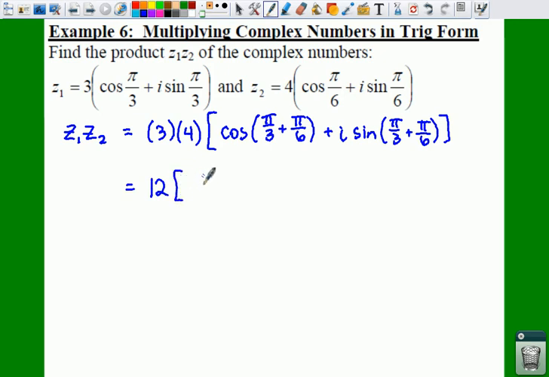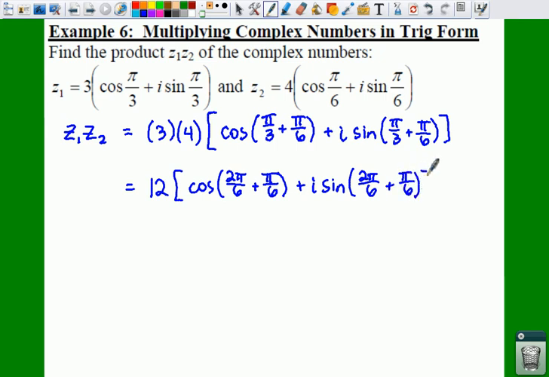And on the inside, cosine of pi over 3 plus pi over 6. Pi over 3 becomes 2 pi over 6 since we have to add these together, plus 1 pi over 6. Then we have the same thing over here with our sines: 2 pi over 6 plus 1 pi over 6. And that will give us 3 pi over 6, which is pi over 2.